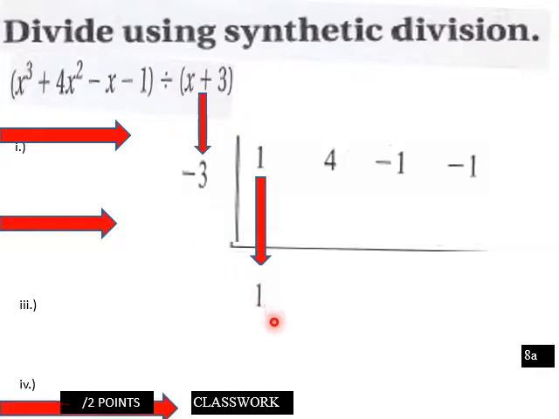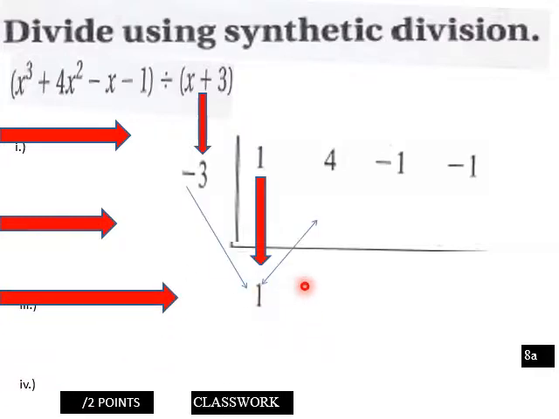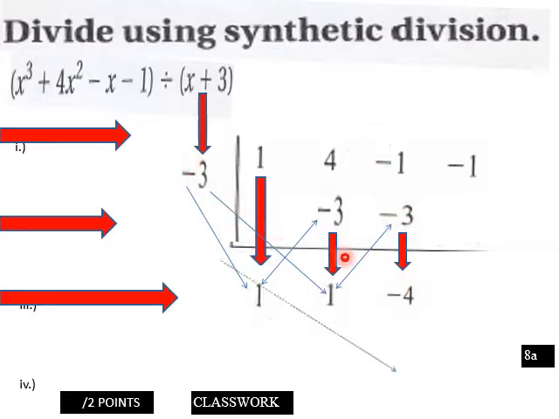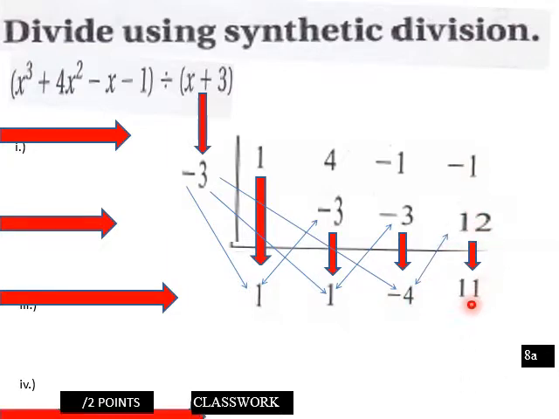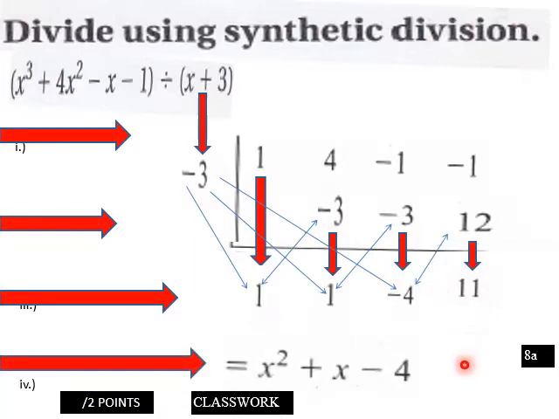Then negative 3 times 1 is what? Negative 3, then we just add. We don't change signs or anything. We just add. That would be 1. And then again, multiply negative 3 times 1, and we would get negative 3. Let's add now. We get what? Negative 4. Negative 3 times negative 4 would be positive 12. And then we add, and what do we get? We get 11. So we get a remainder here of 11.